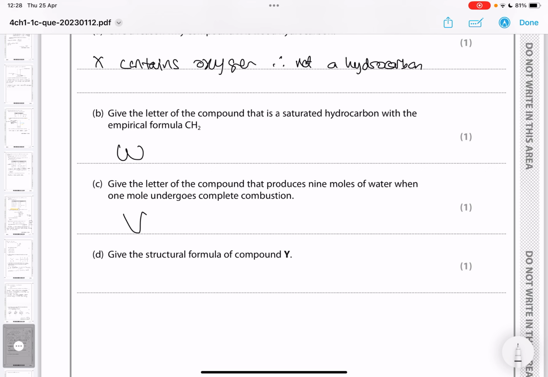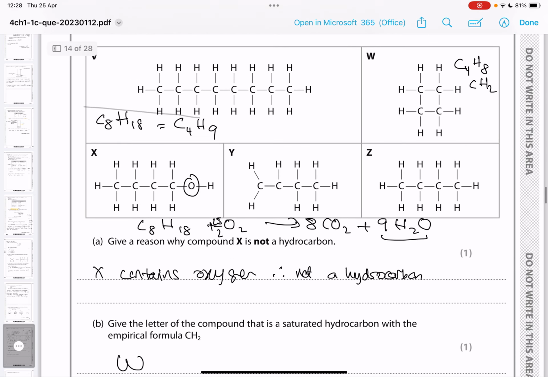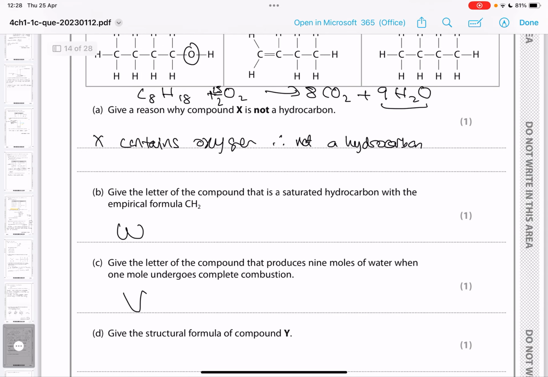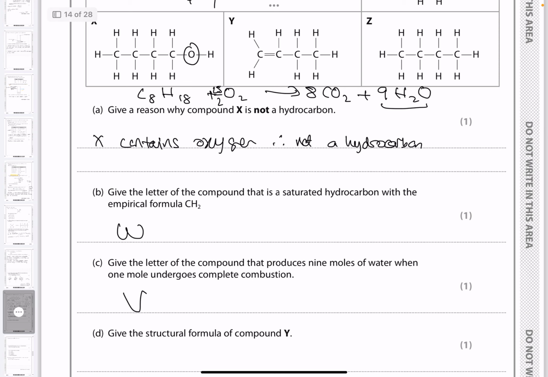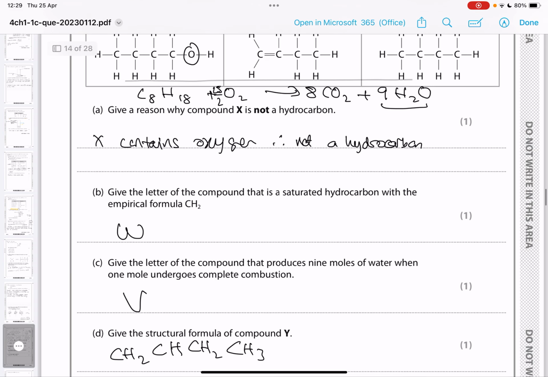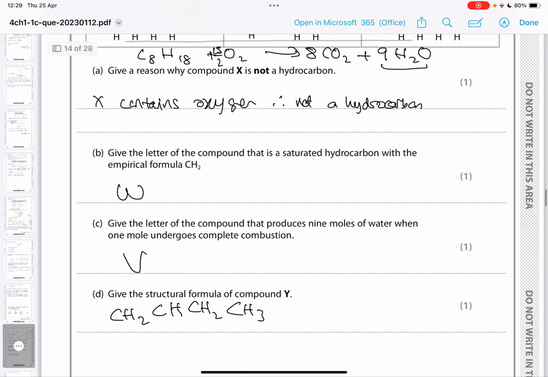Give the structural formula of compound Y. What they mean by structural formula is how the atoms are attached to each other, how they're connected, okay? So the structural formula of compound Y is going to be CH2, because we have a carbon with 2 hydrogens, then CH, a carbon with 1 hydrogen, and then CH2, a carbon with 2 hydrogens, and CH3, carbon with 3 hydrogens. So that's the structural formula of compound Y. It just shows how the atoms are attached to one another, how they're arranged together. Okay?